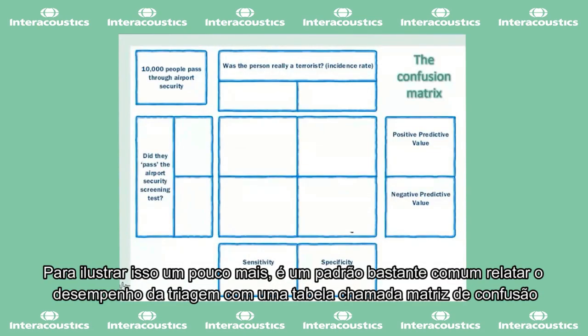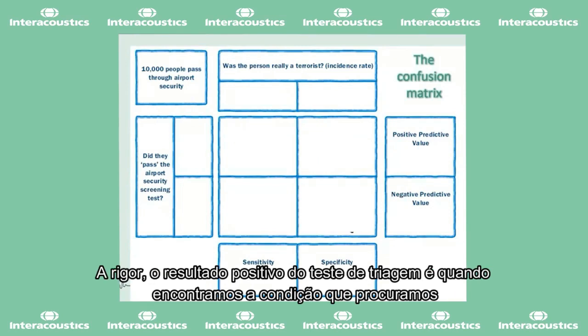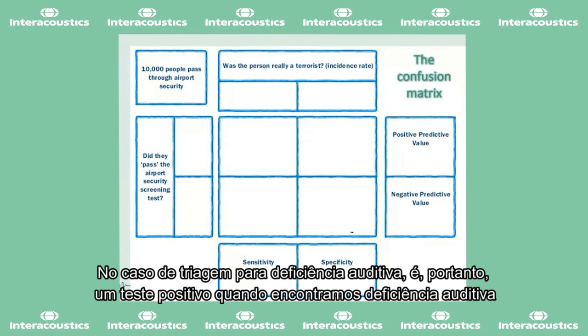Just to illustrate this a little further, it's fairly standard to report screening performance using a type of chart or a table called a confusion matrix. It basically reports the number of test outcomes correctly or mistakenly identified. Strictly speaking, the positive outcome of a screening test is when we find the condition we're looking for. In the case of screening for hearing impairment, it is therefore a positive test when we find hearing impairment.